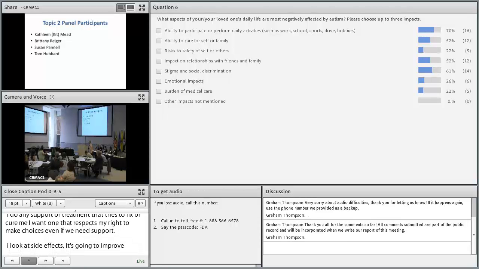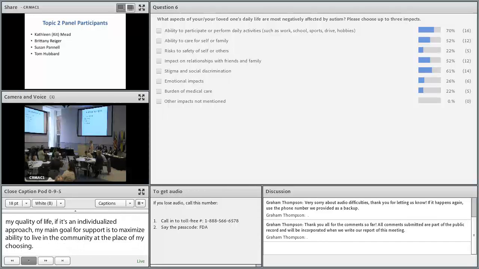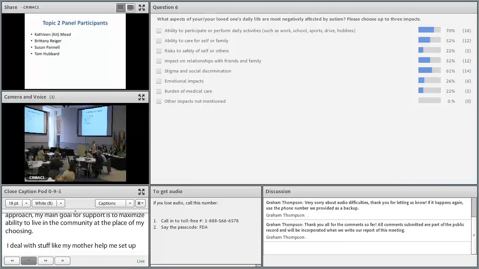My main goal for any kind of supports and therapies is to maximize my ability to live in the community, in a place of my choosing. Well, I currently do with some stuff, like my mom helped me set up bill pay and makes all my phone calls because I literally just can't really call people. I still wish I had more support at times to make it easier.